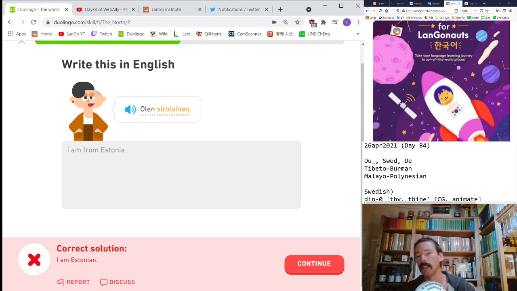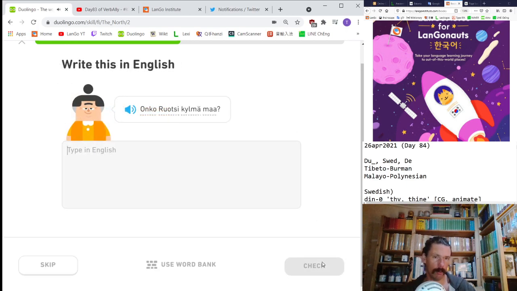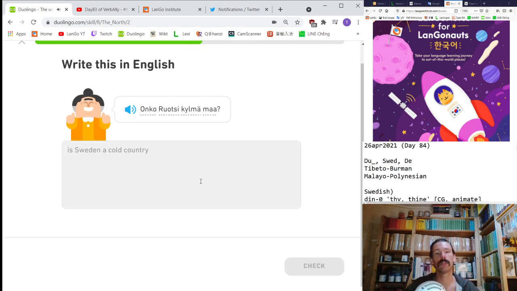Olen virolainen. Onko Ruotsi kylmä maa? So it's that is verb again with a question particle, ko. Is Sweden a cold country? Onko Ruotsi kylmä maa. So to mark the question, we've both moved the on, the verb, to the front and given it a special particle. So it's kind of two birds, but very clear what it's doing. Asking a question.